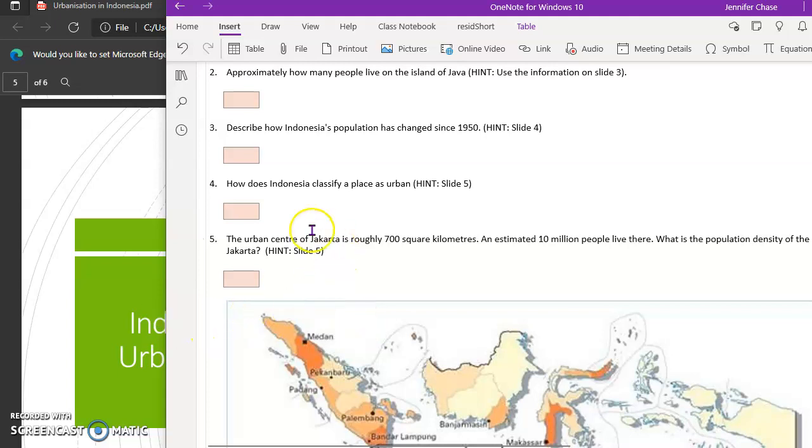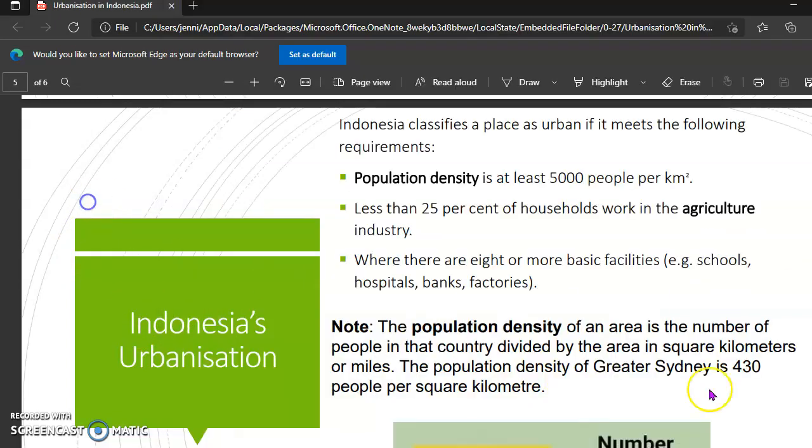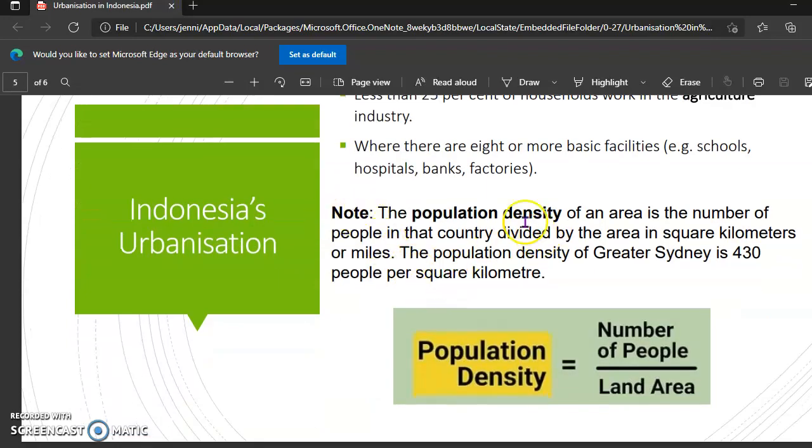Okay, and then just to show some understanding of population density. Okay, so this is number 5. The urban centre of Jakarta is roughly 700 square kilometres, and an estimated 10 million people live there, remember, in the urban centre. What is the population density of the centre of Jakarta? So we need to understand what is meant by population density, and how it's worked out.